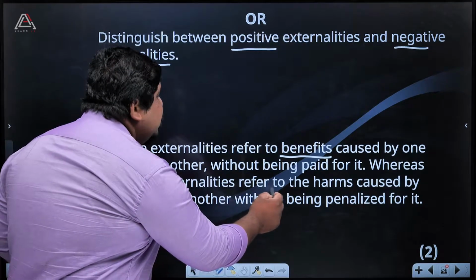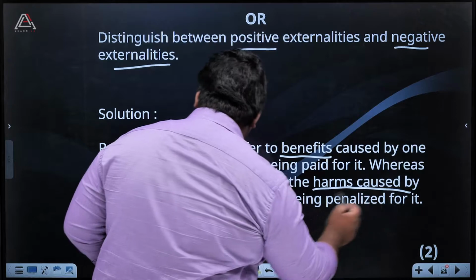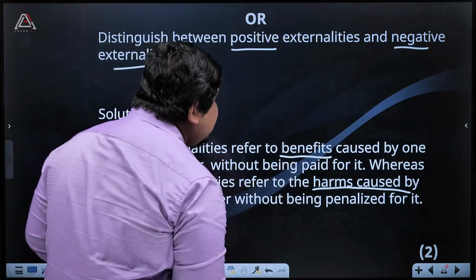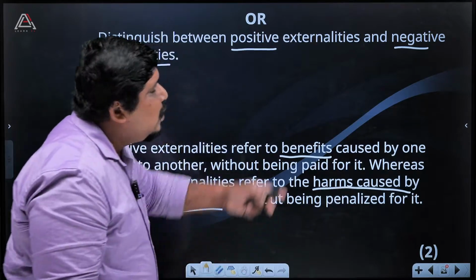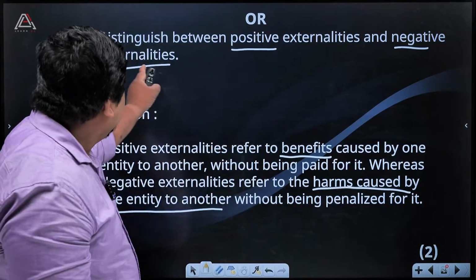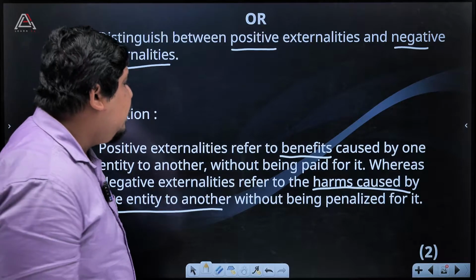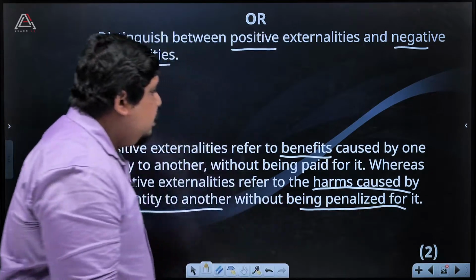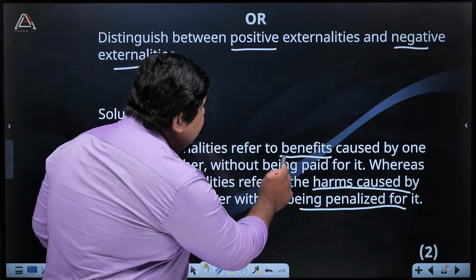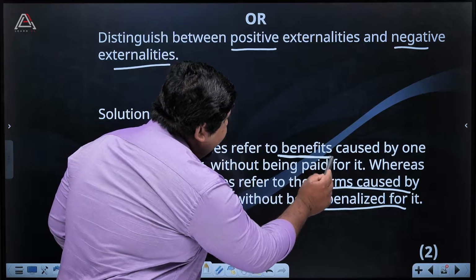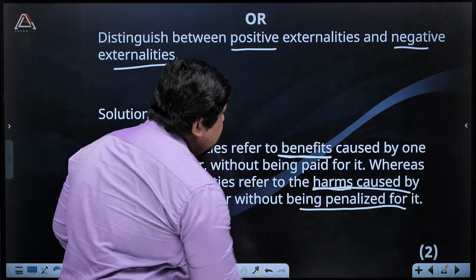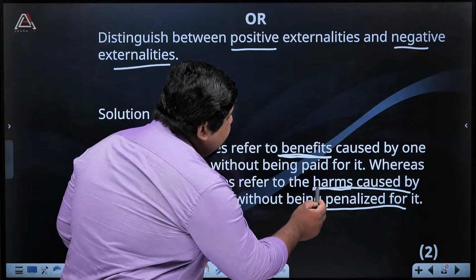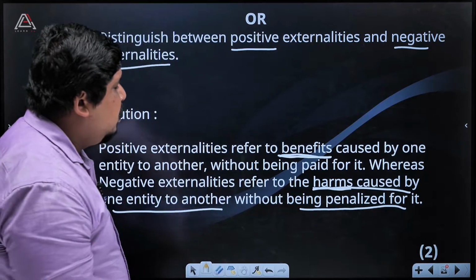Negative externality refers to harms caused by one entity to another. Here we say benefits, here harms. So that's why we can say negative externalities without being penalized for it. So the main points are benefits and harms. Positive, benefits. Then negative, harms.